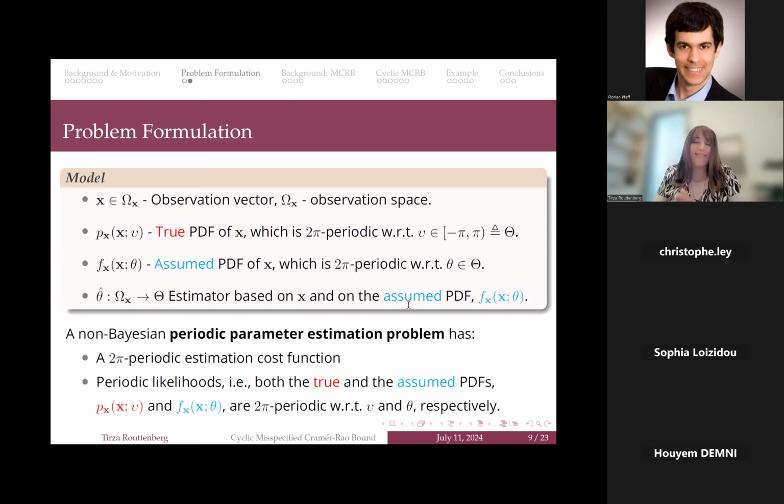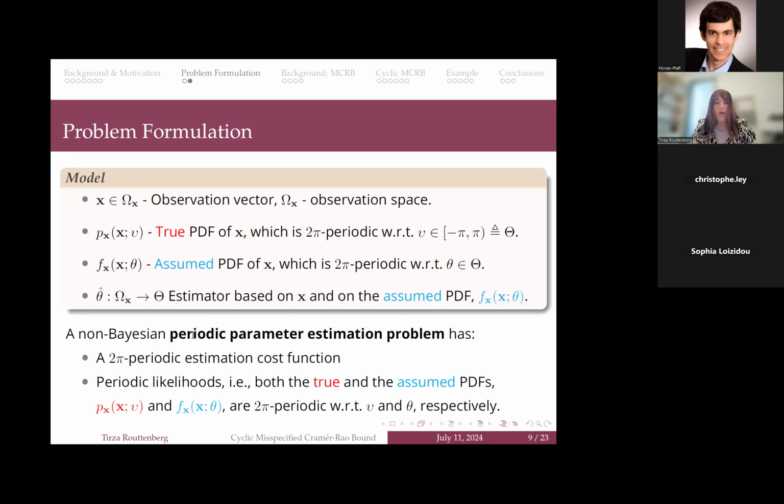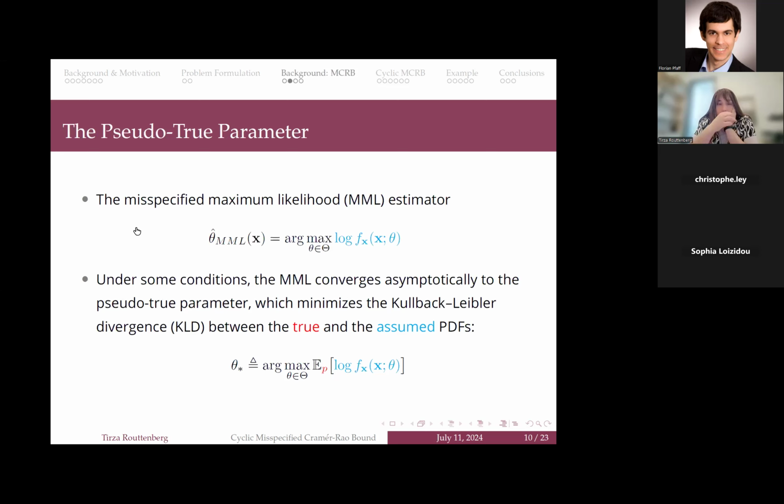What is nice is that because we are in directional statistics, both PDFs, the true and the assumed, are periodic with respect to the unknown parameter. Here v is the true unknown parameter, and θ is the unknown parameter under the assumed model. The work that we are going to see today is about the non-Bayesian, so frequentist, framework, and about the periodic parameter estimation problem. So I'm going to use a periodic estimation cost function, and we have a periodic likelihood under both the true and the assumed. The misspecification means that this f, the assumed PDF, is not necessarily the true PDF.